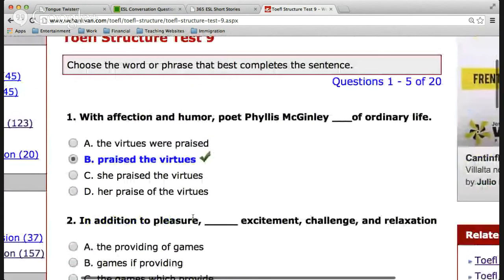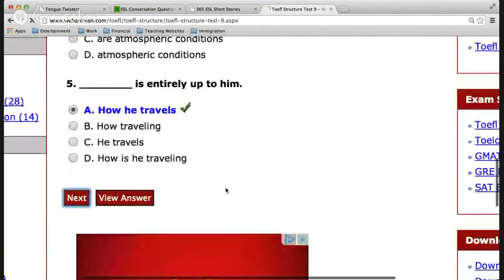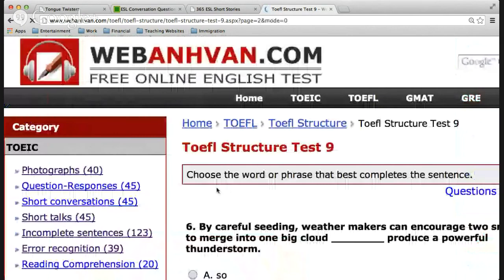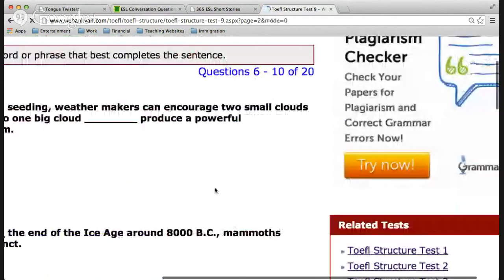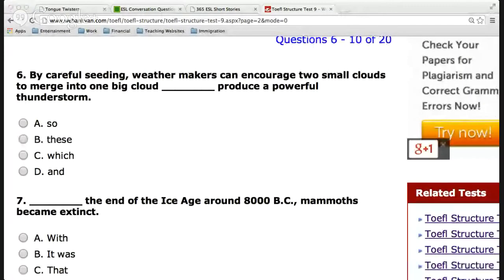All right. Okay, let's do one more, you guys. Ivan. Okay, Ivan, number six, please. By careful seeding, weather makers can encourage two small clouds to merge into one big cloud. Blank, produce a powerful thunderstorm.